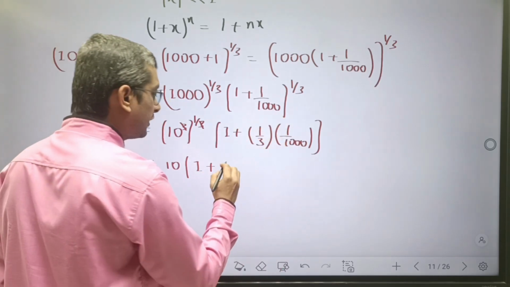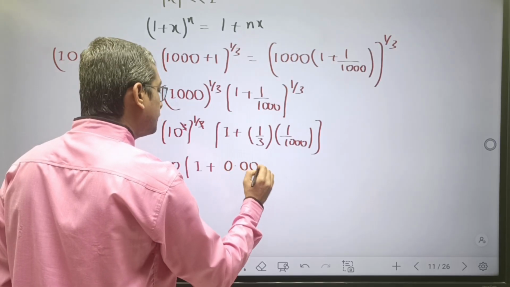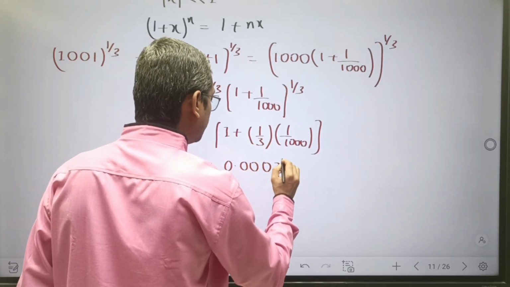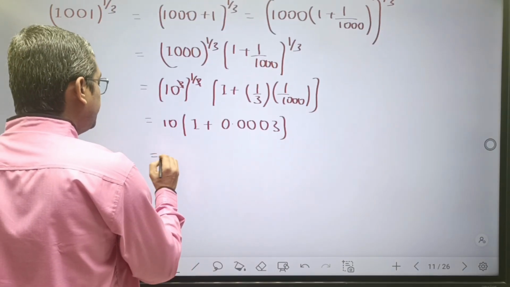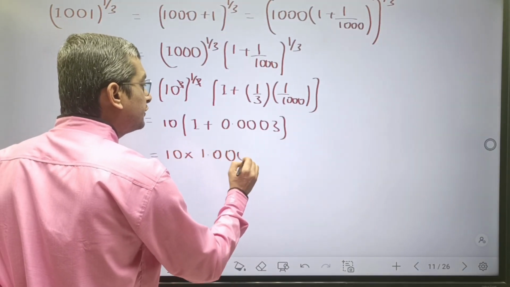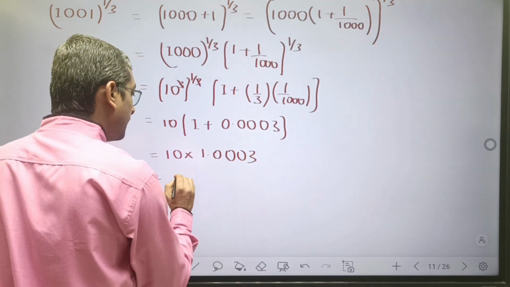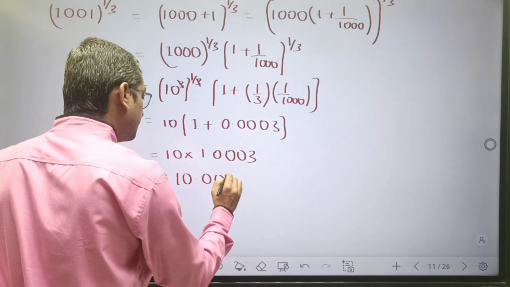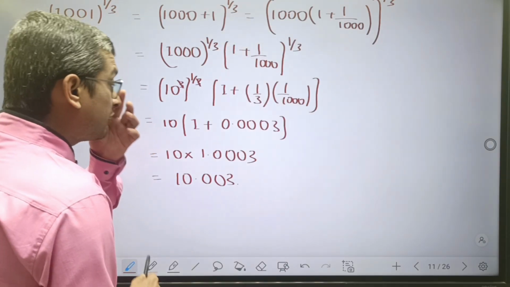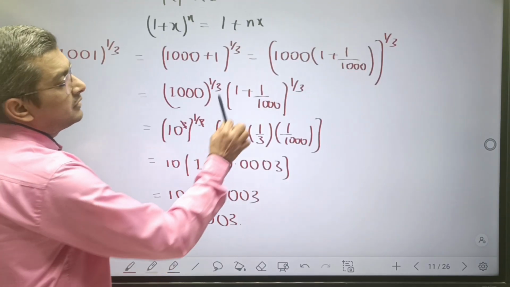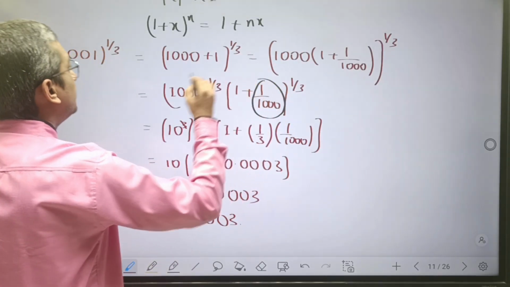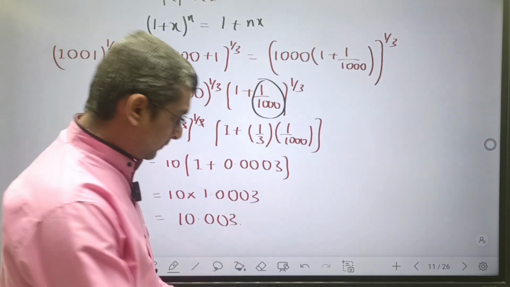Now this is 1 by 3000, so this will be 0.00. 1 by 3 is 0.3 divided by 1000, that is 0.0003. So this will be 10 multiplied by 1.0003, and its value is 10.003. So this is the answer. This is how we apply the binomial theorem. But the condition must be satisfied, that is, the second term must be much less than 1. Only then can we use the binomial theorem.